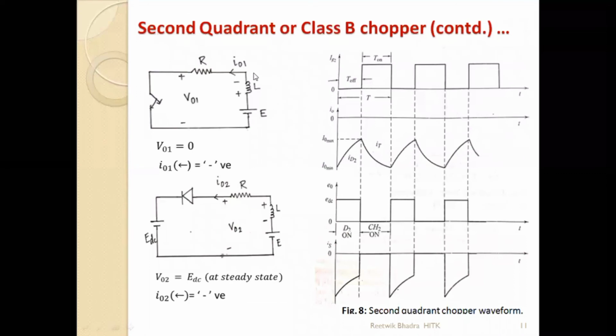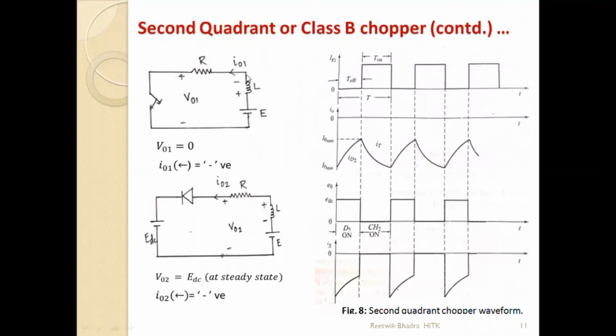Now in the next figure, the inductor will discharge in the same direction, so the current direction will be the same. So I02 and I01 are in the same direction, hence both are negative. Now what will be the voltage over here? If we apply KVL, V02 will be equal to EDC. So V02 is equal to EDC. Now we'll plot this. In the first cycle, V01 is 0.